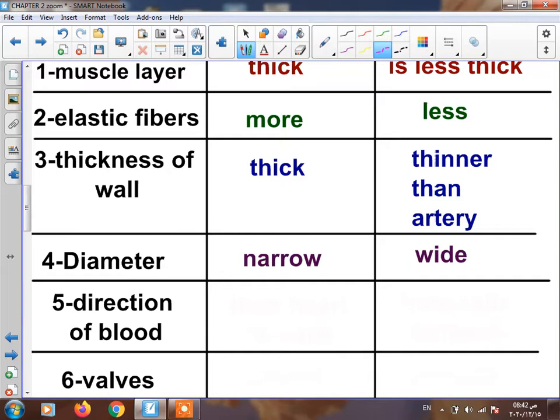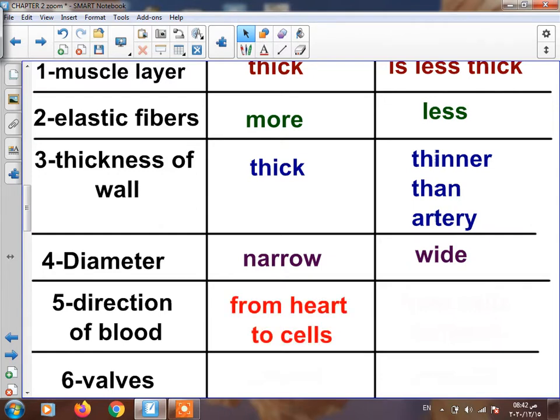Until now, okay? So what about the direction of blood? Of course we know this information, we said it many times before. The artery carries blood from what to what? Yes, from what to what? From the heart to all body cells. But in the vein it is the opposite, from cells to the heart.